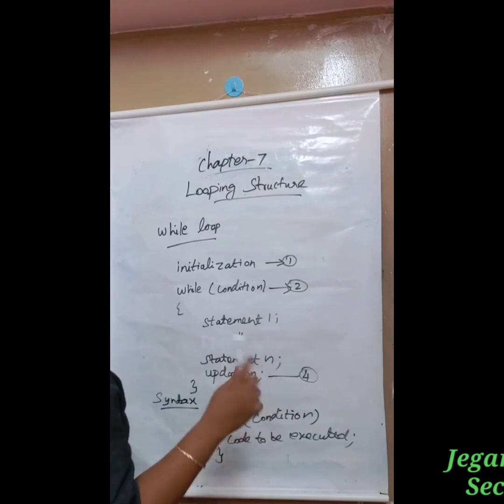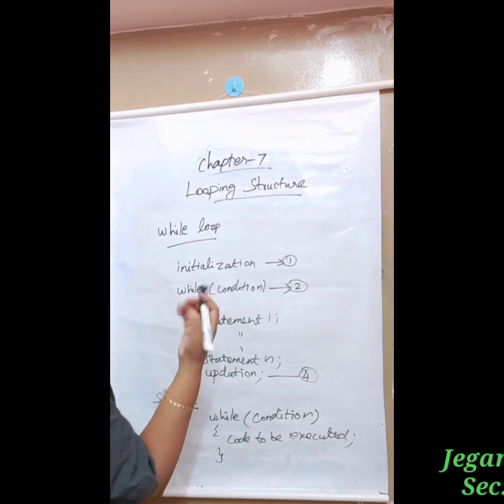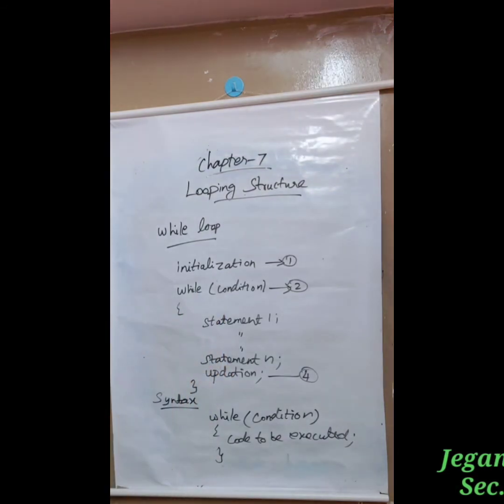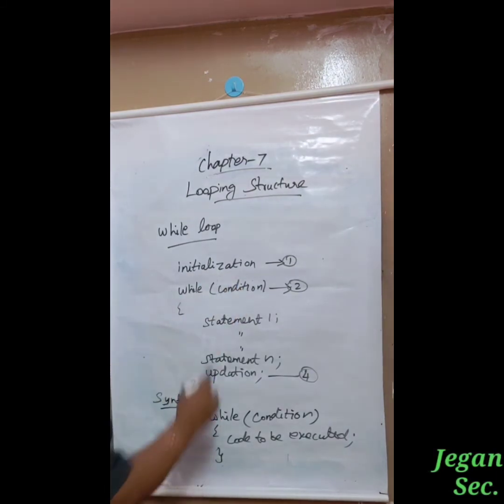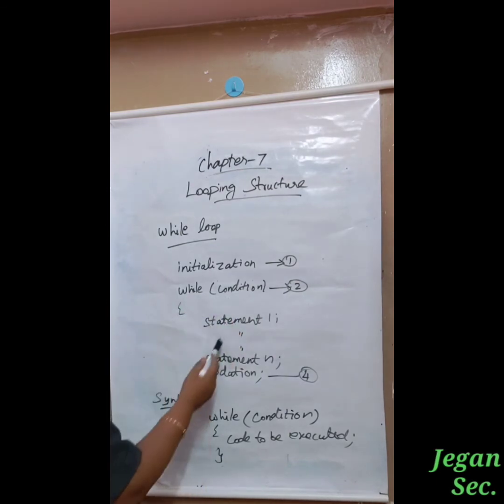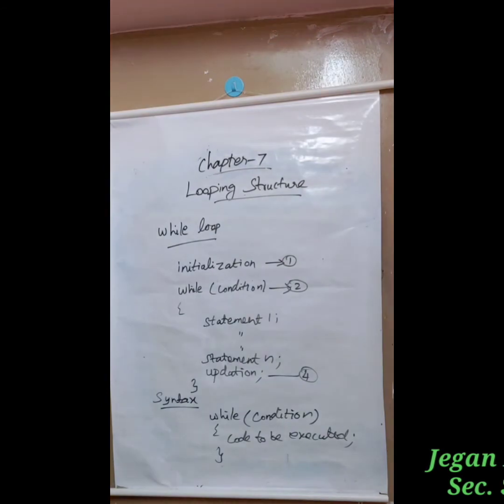In the for loop we used three parameters in a single place: initial value, test condition, and the next one is increment counter. But in the while loop, first we need to initialize the value, and second is the condition, and at last, only here we use the updation. Update means we just need to increase the value of whatever we are giving.